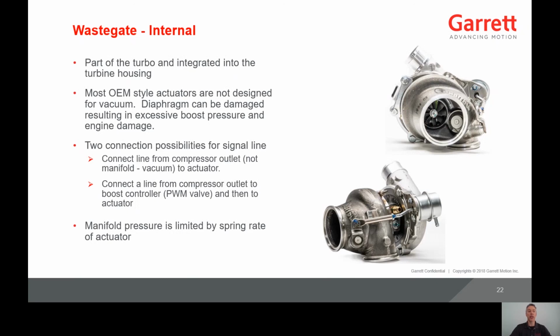There are two options to connect the signal line to ensure only positive pressure goes to the actuator. Connect the line from the compressor outlet to the actuator, or the compressor outlet to a boost controller and then to the actuator. Using a boost controller will enable finer boost control than using just the actuator. Keep in mind, intake manifold pressure is limited by the spring rate of the actuator.